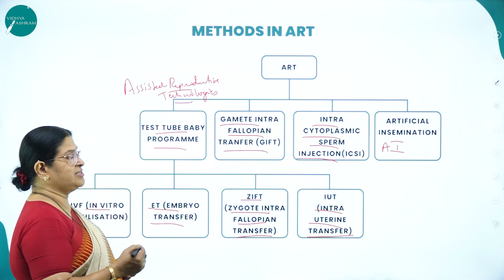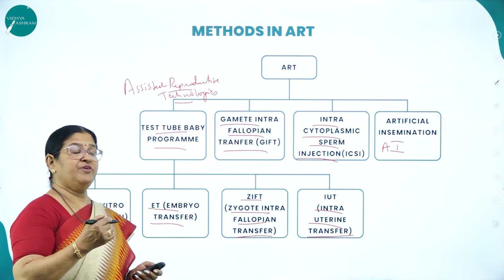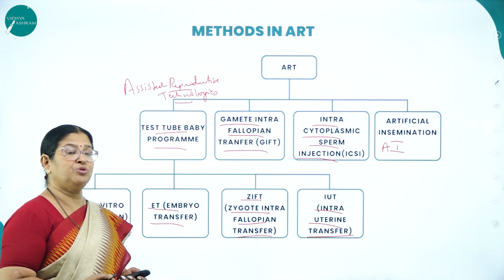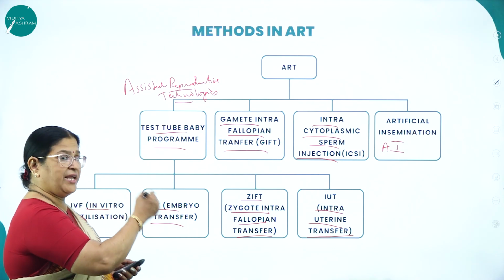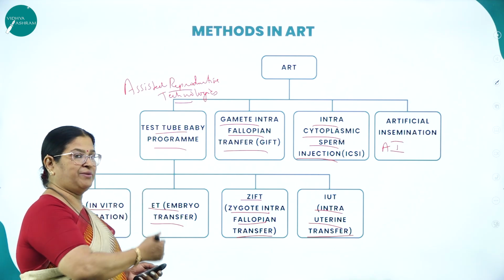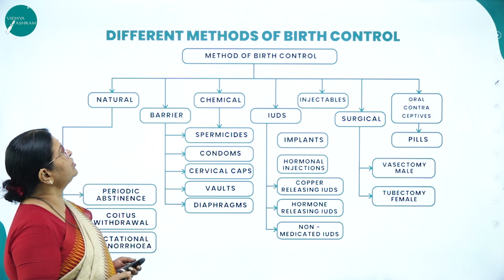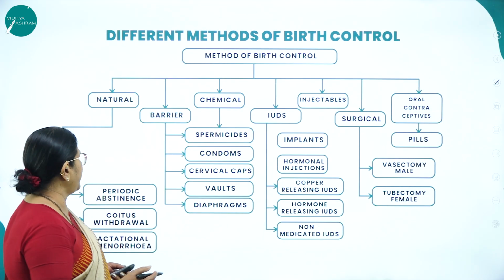ARTs are nothing but assisted reproductive technologies, which will help even couples who do not have children to bear a child. Anyhow, in the coming slide, again, I'm going to discuss one by one all these methods. Moving on to the different methods of birth control, already I have told.